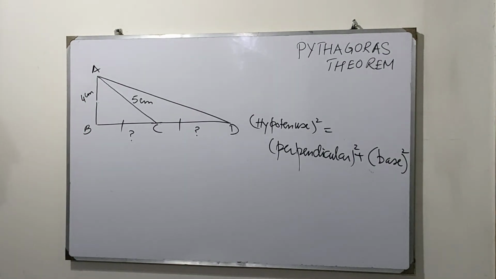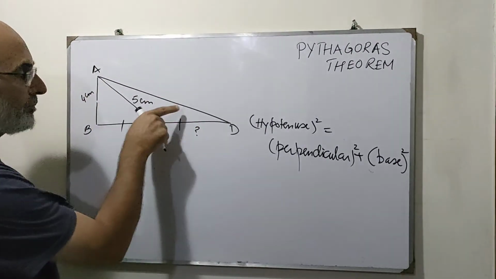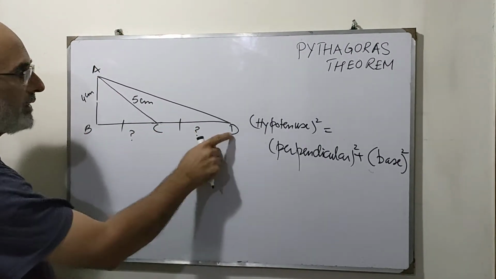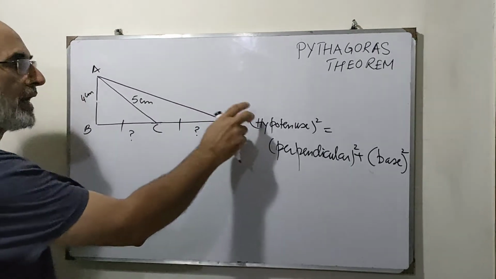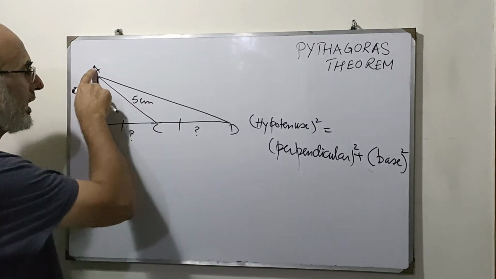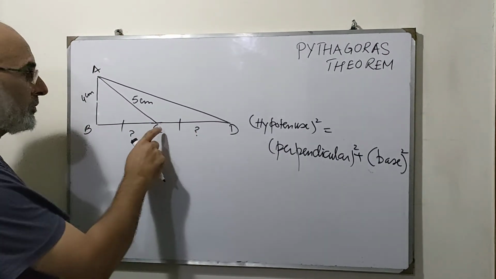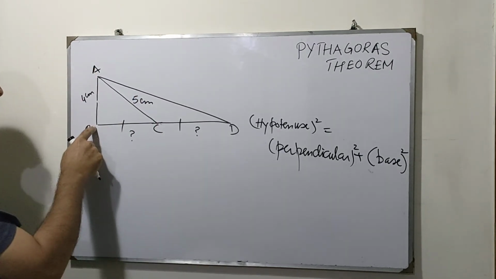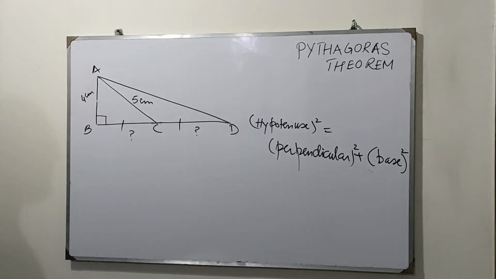Okay, if I want to find CD directly, I cannot find it, because this triangle ACD is not a right angle triangle. So I cannot apply this relationship on this ACD. So what do I do now?